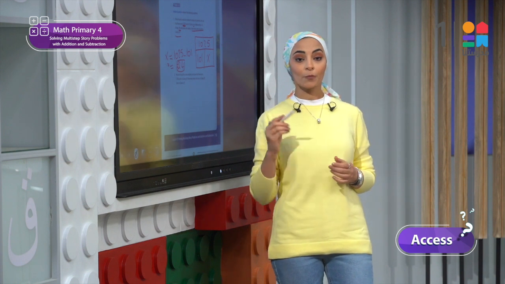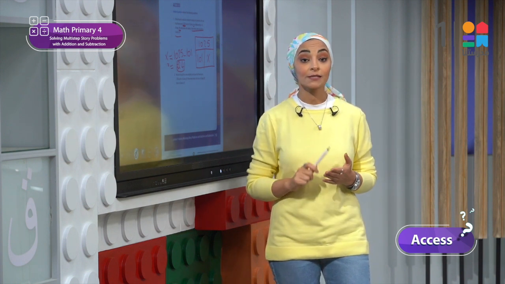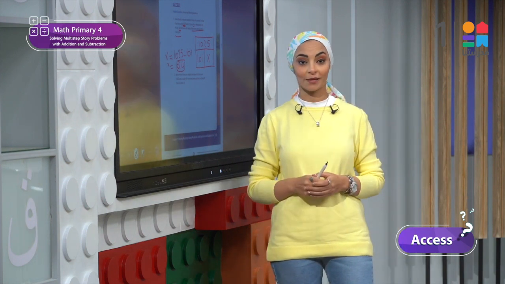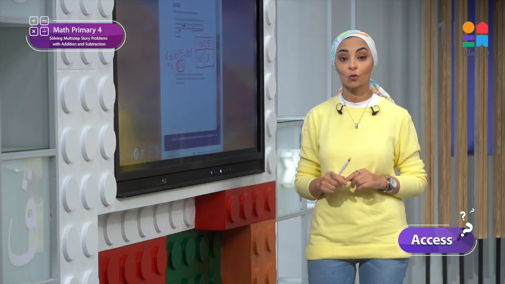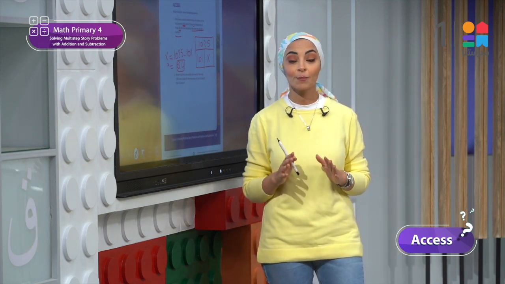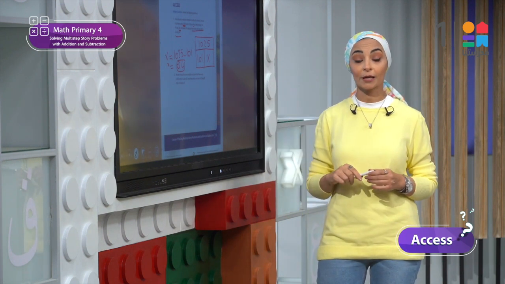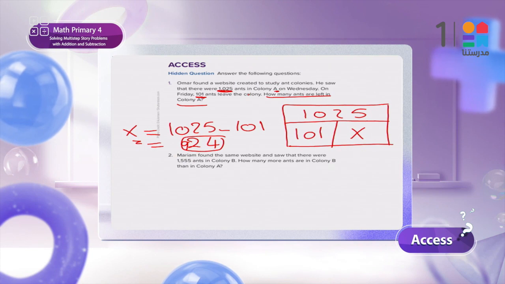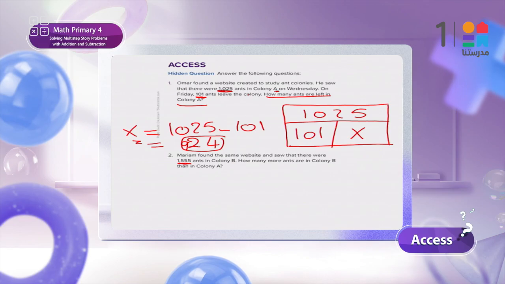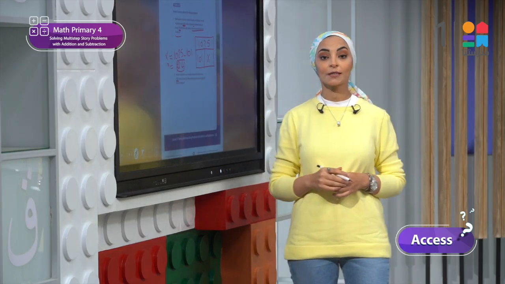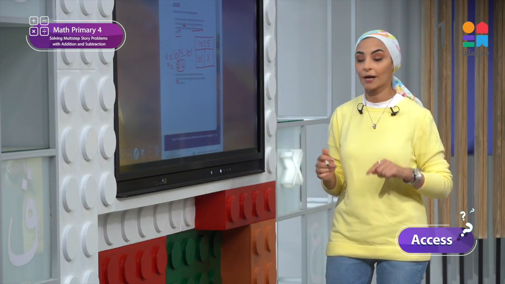Now for problem 2, I asked my students again in the class to solve it on their own while walking around to check their working. I noticed a girl called Salma reading the problem. She circled the number, 1555. Then she underlined the question: how many more ants.